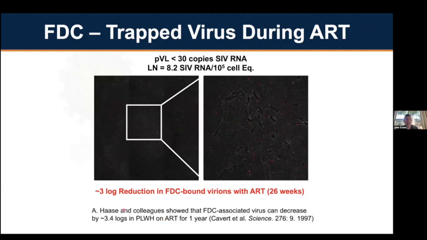And this is consistent with what Ashley Haas's group showed nearly 30 years ago, in which they saw about a 3.4 log reduction in people living with HIV that were on antiretroviral therapy for 1 year. So this animal model models what we see in humans.